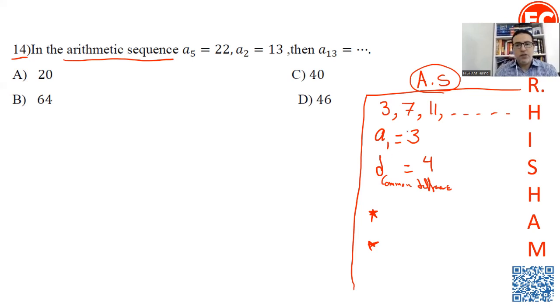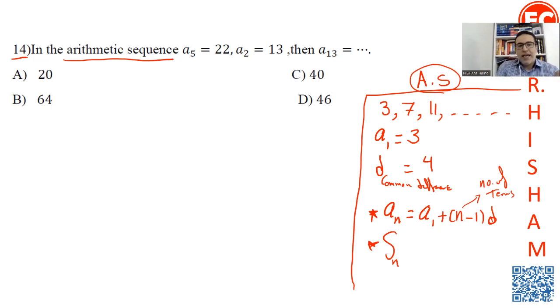The 2 rules you need to know: how to find the nth term, a specific term of an arithmetic sequence, which is equal to A1 plus (n minus 1) d, where n is the number of the terms. And Sn, the sum for a number of terms.